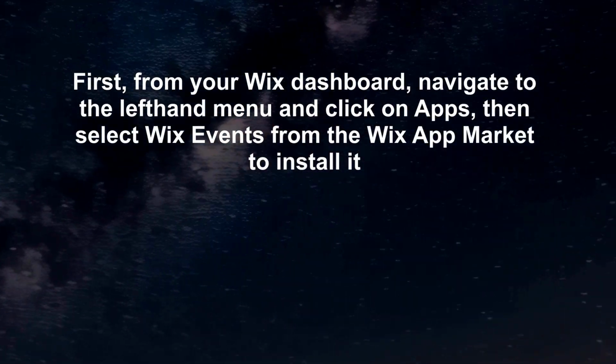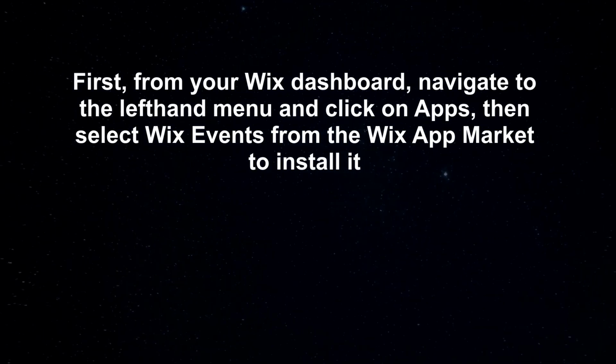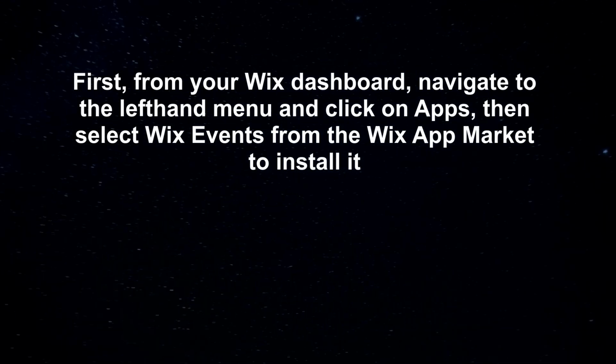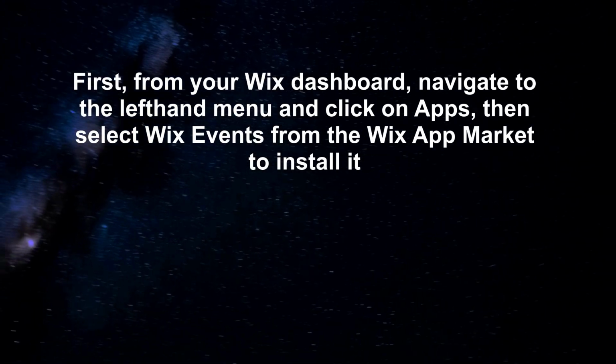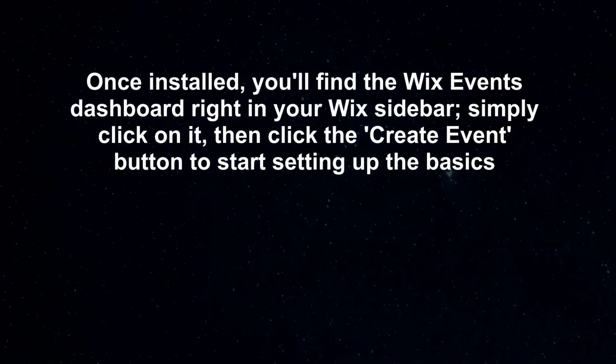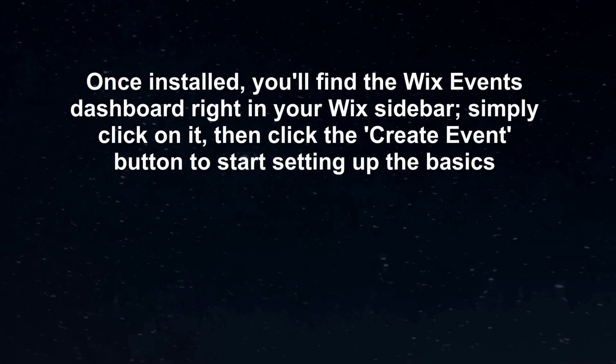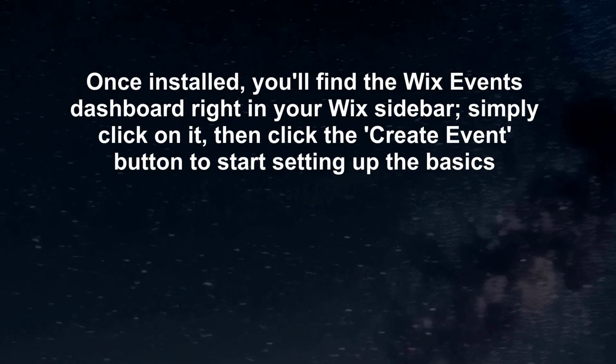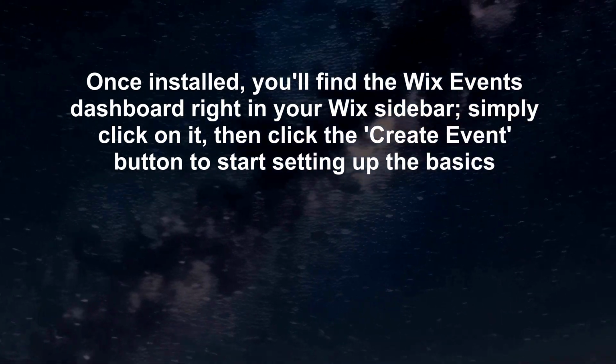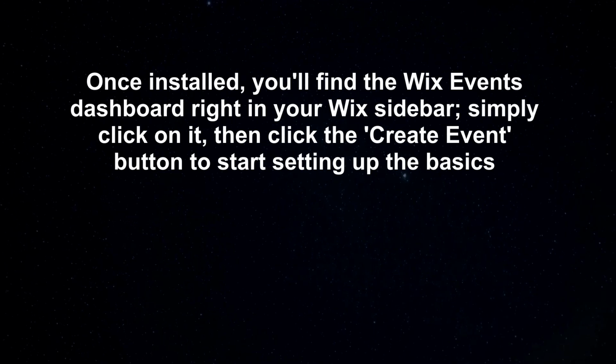First, from your Wix dashboard, navigate to the left-hand menu and click on Apps. Then select Wix Events from the Wix App Market to install it. Once installed, you'll find the Wix Events dashboard right in your Wix sidebar. Simply click on it, then click the Create Event button to start setting up the basics.